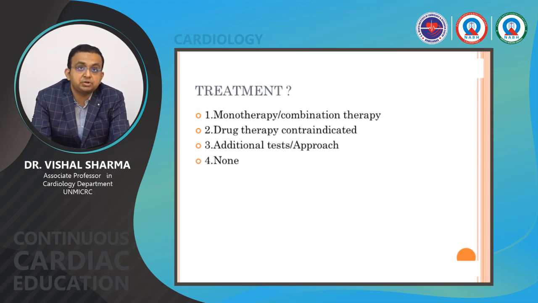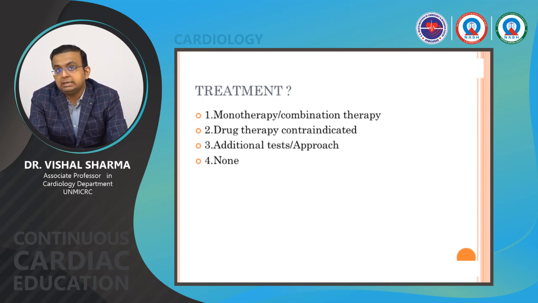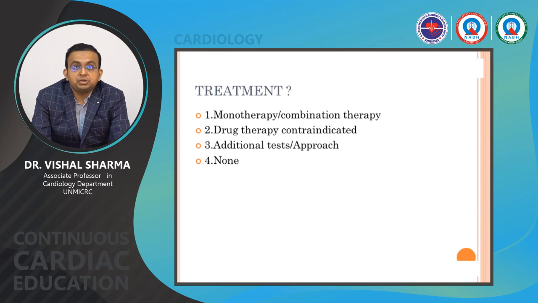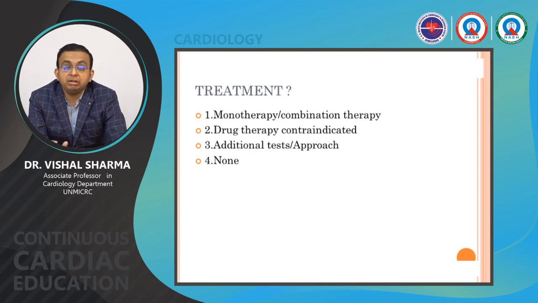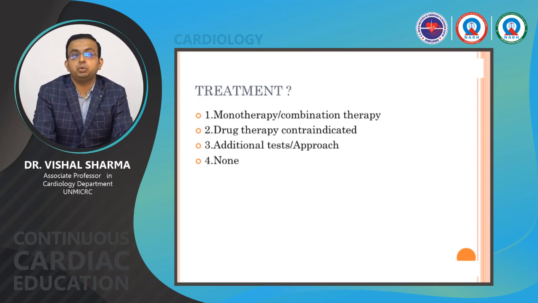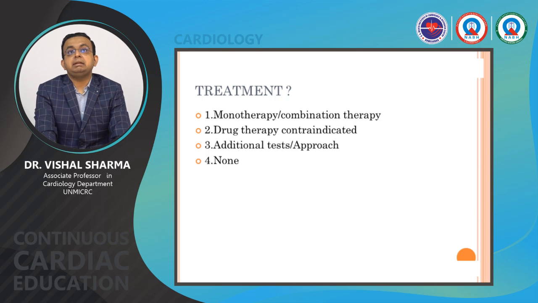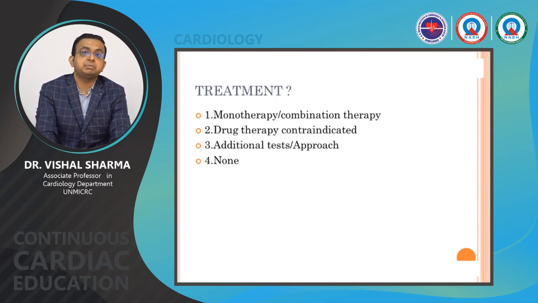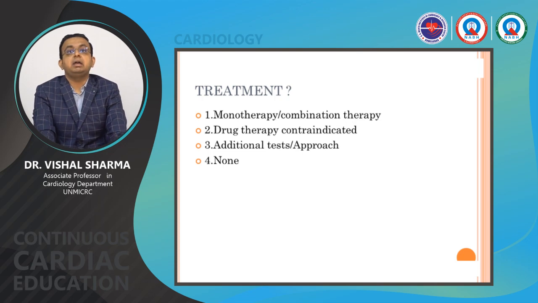Next question for the audience: what do you think would be an appropriate treatment in this patient? 1. Start immediately the monotherapy or the combination therapy. Combination therapy preferred. 2. Drug therapy is contraindicated in this patient because he's having such complex disease, so no drug to be given. 3. You require an additional test or different approach. You need to reclassify a patient into some other category and then treat. And finally, none of the above. I'll give you a minute to think about it.